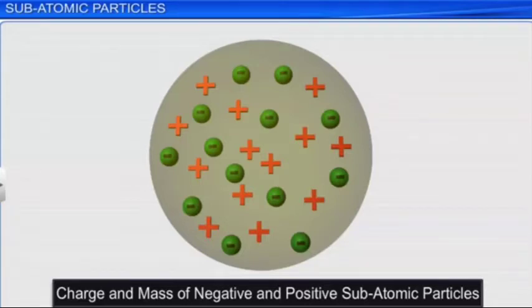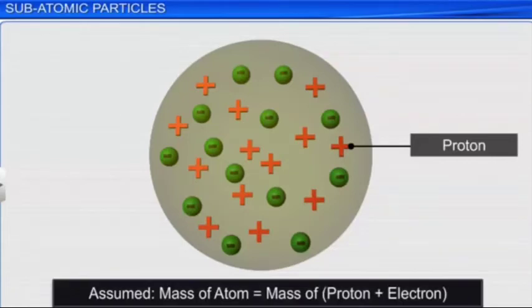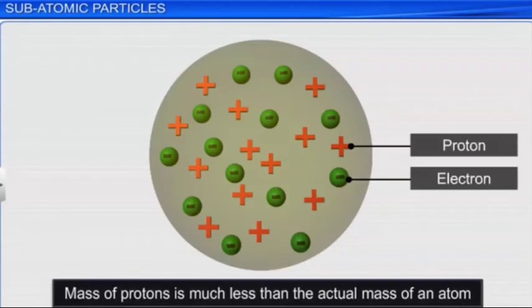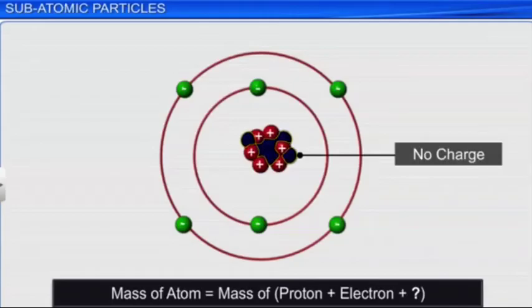Therefore, knowing the charge and mass of negative and positive subatomic particles, scientists tried calculating the atomic mass. It was determined that the atomic number of an element is equal to the number of protons present in its nucleus. It was thought that since each proton has one unit mass on the atomic scale, the mass of an atom must be the number of protons present in the nucleus, as electrons have negligible mass. However, it was discovered that the mass of atoms was greater than the mass of all protons, and that the excess mass was due to some other particles present in an atom that had considerable mass but no charge.